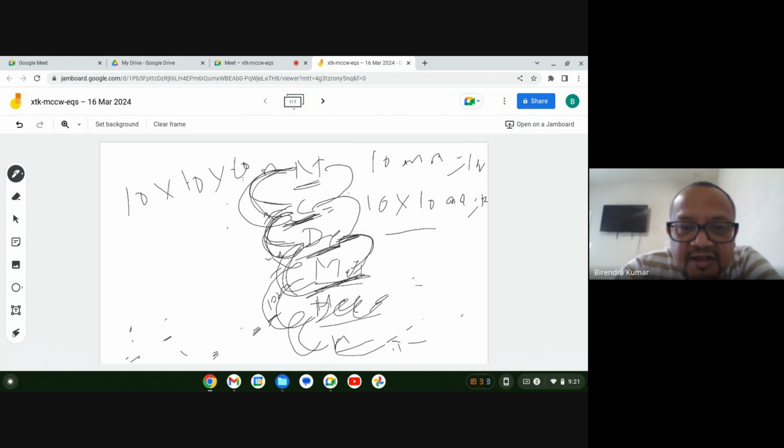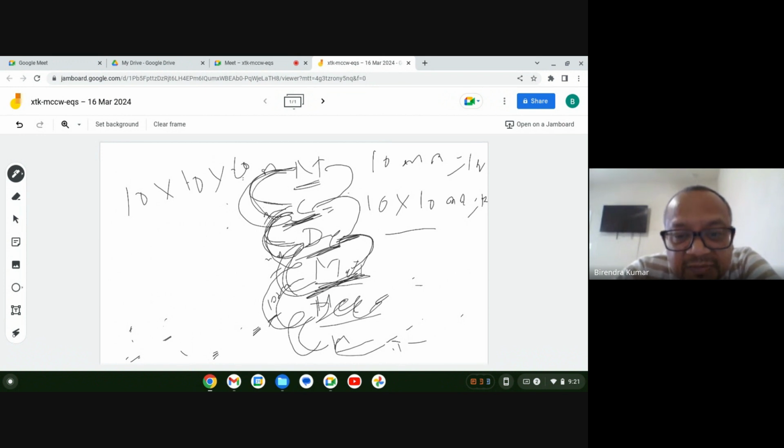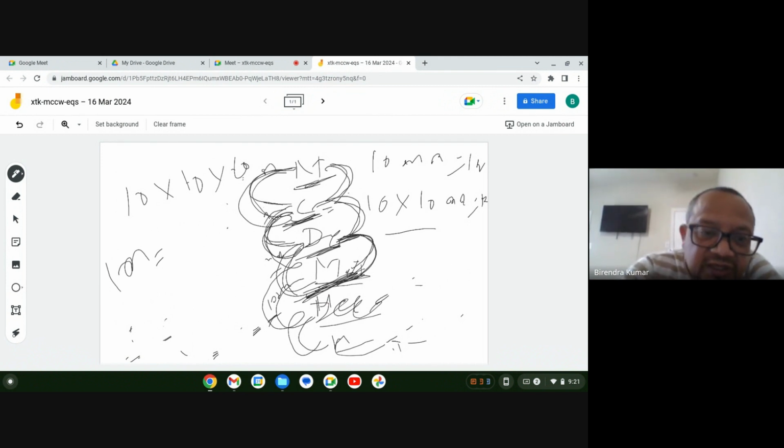Backward, meaning if I'm trying to convert meter into millimeter, I know I have to jump 3 times. 1, 2, and 3. That means 1 meter equals 10 into 10 into 10 millimeters. This is 1000.